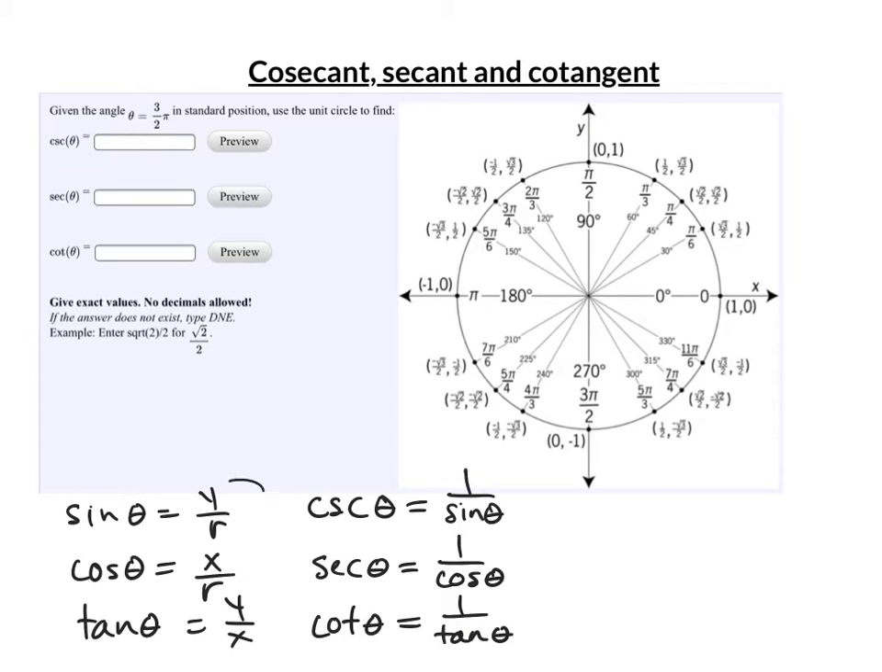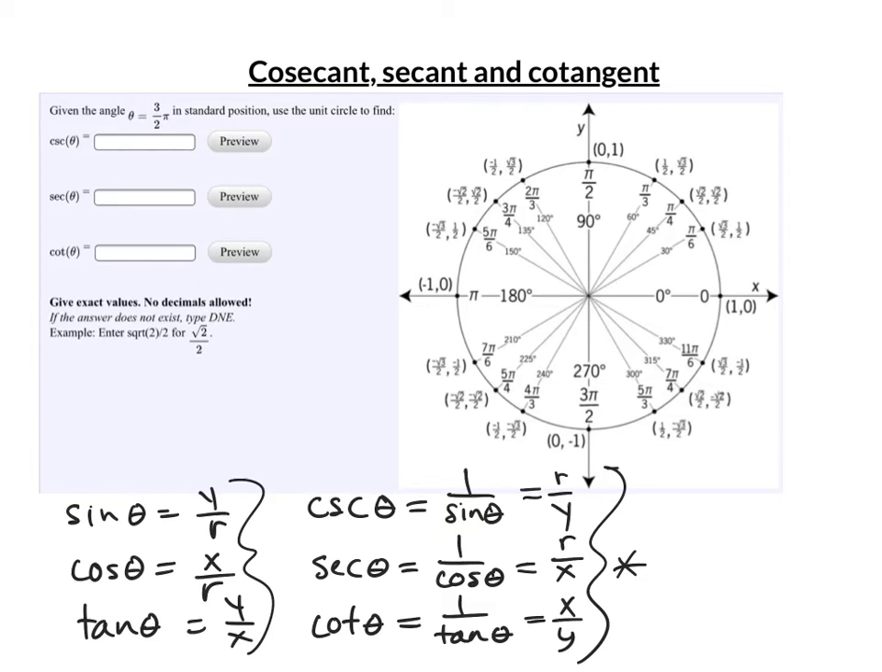Now, we can also go back to this, because this will make it easier. Remember, cosecant is the reciprocal of sine. In fact, it's just r over y. And the secant is the reciprocal of cosine. It's r over x. And the cotangent is the reciprocal of tangent. It's x over y. So this is what we're going to use as we go around and figure things out in the unit circle.